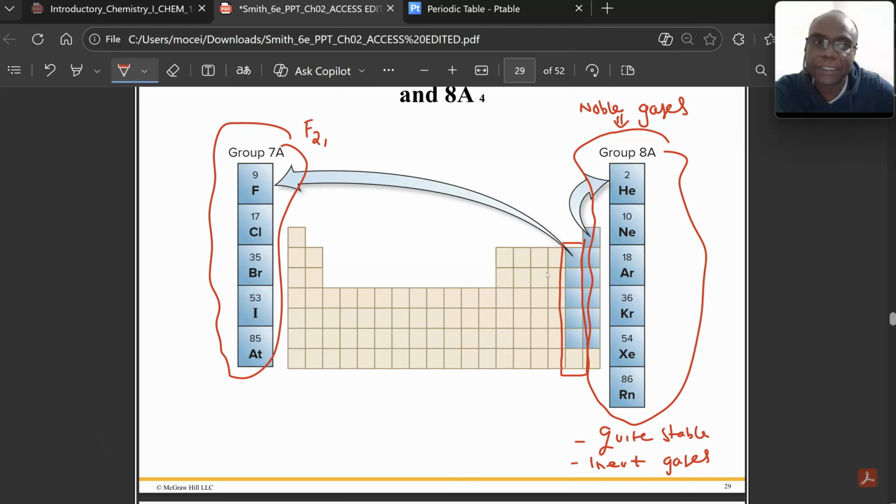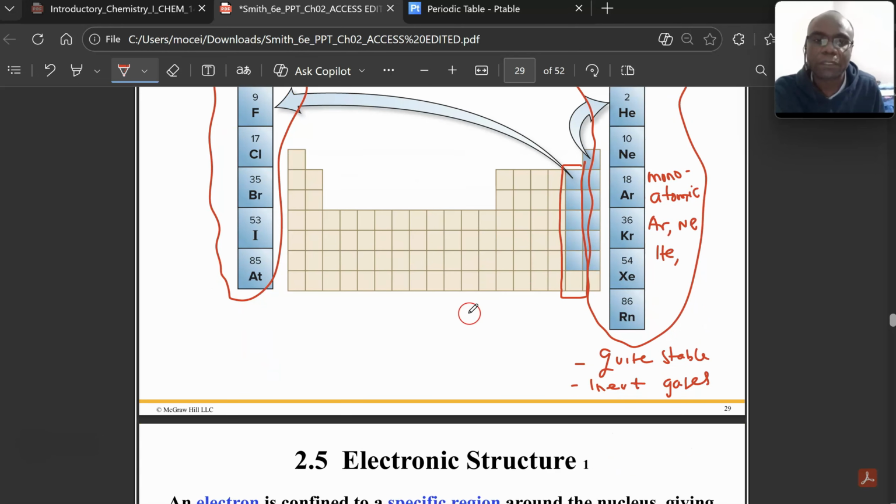The noble gases don't exist as pairs. They are usually monoatomic. They exist singly. Argon is just argon, not paired up. Neon is neon, there's no twinning of it. Helium is just by itself, one atom at a time. But for group 7A, we say that they are diatomic elements. They are found in nature, bound to their twins.